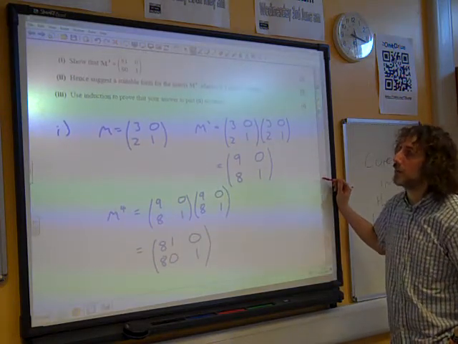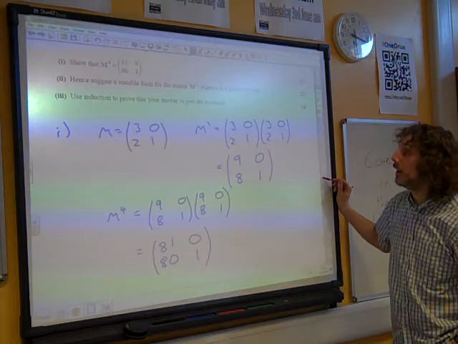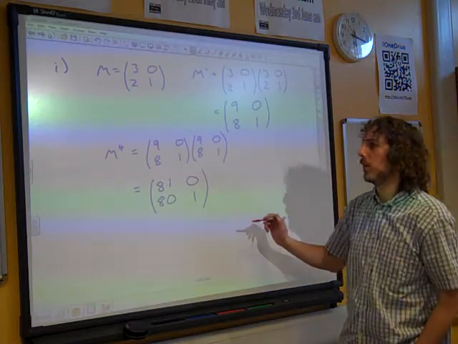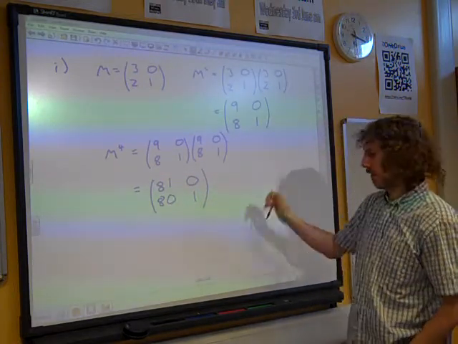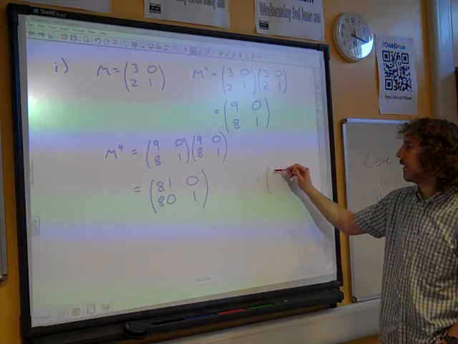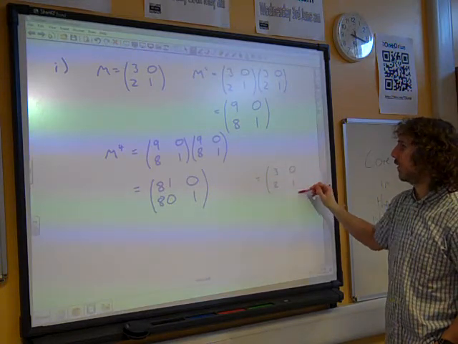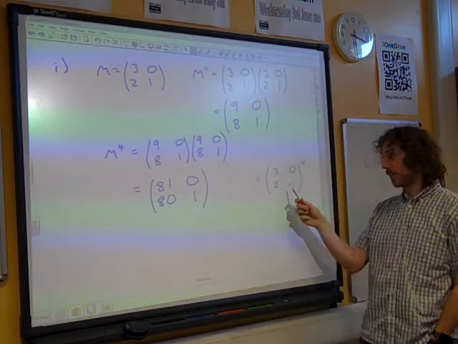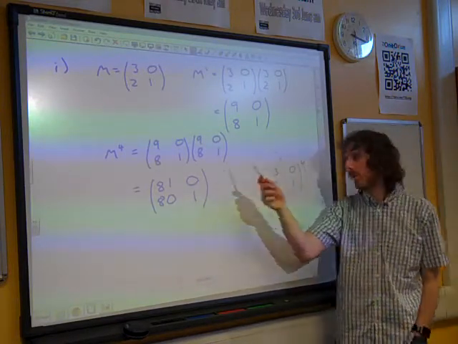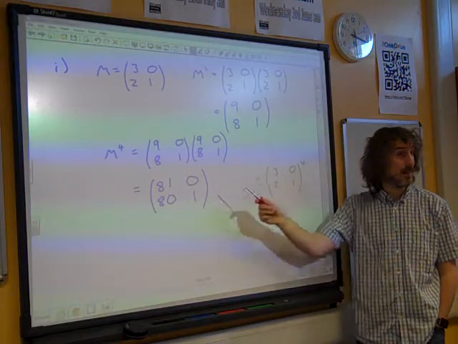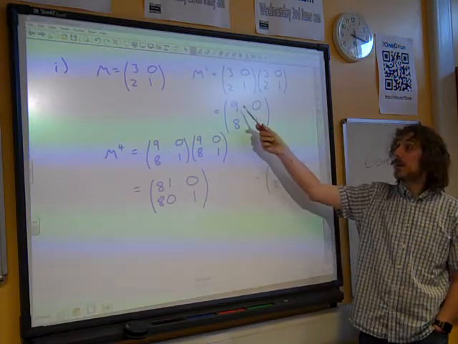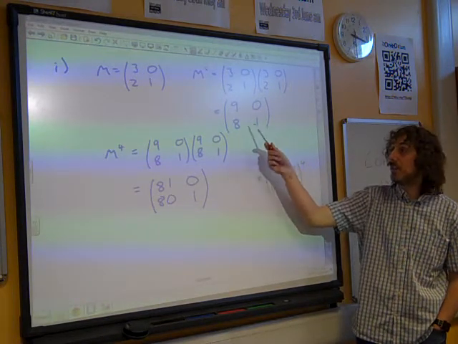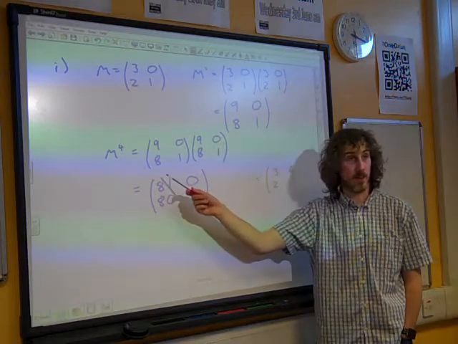Now, hence suggest a suitable form for the matrix M to the n, where n is a positive integer. Right. So we've taken 3, 0, 2, 1. Let's just remember what we've done here. That is 3, 0, 2, 1 to the power of 4. Now how can we make a connection between that and that? Well, 3 to the power of 4 is 81, isn't it? 3 squared is 9. So that seems to fit, doesn't it? And this is 1 less than 9, and this is 1 less than 81.